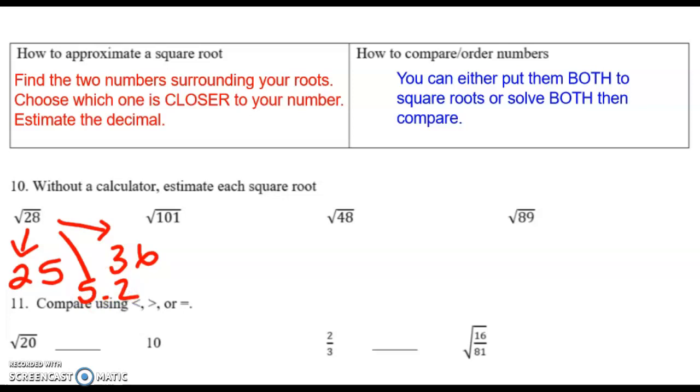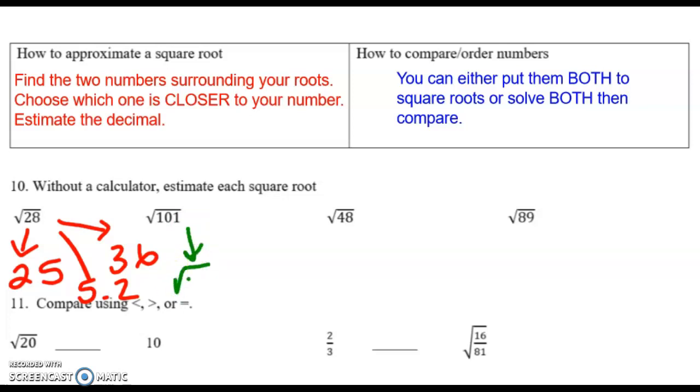If I pull out my calculator, I do the square root of 28, and I actually solve it. It is going to be 5.29 or 5.3, so I was really close with that estimation. So 100. Oh, I know the square root of 100, 101.